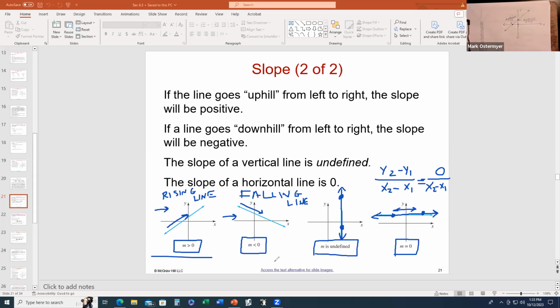Any questions? Just by looking at the orientation of the line that you graph from a linear equation, you can determine whether its slope is positive, negative, undefined, or 0. It's got to be one of those 4.